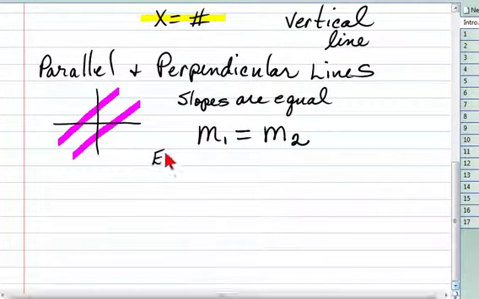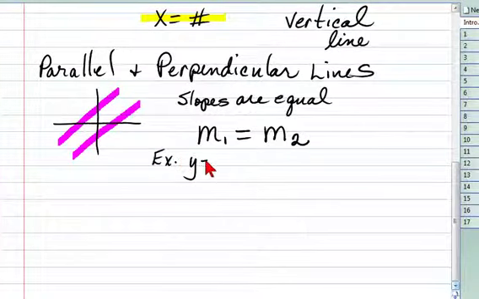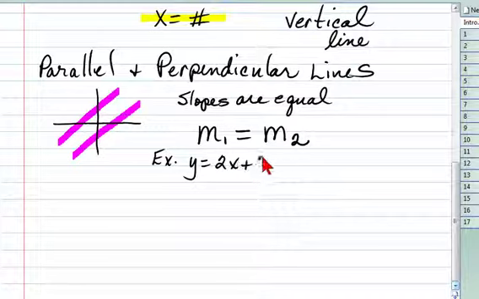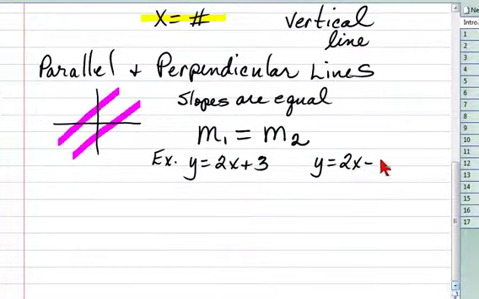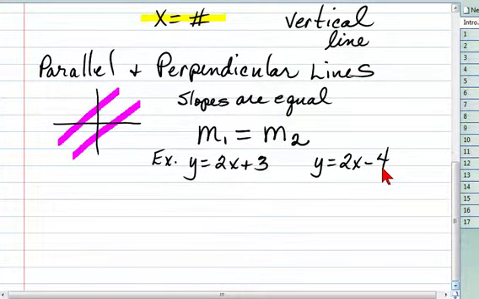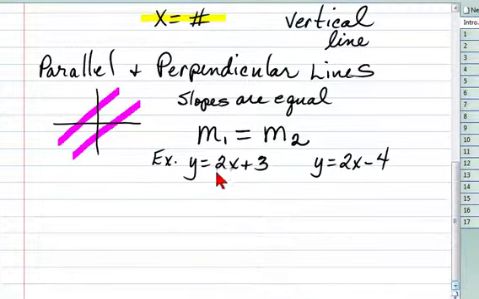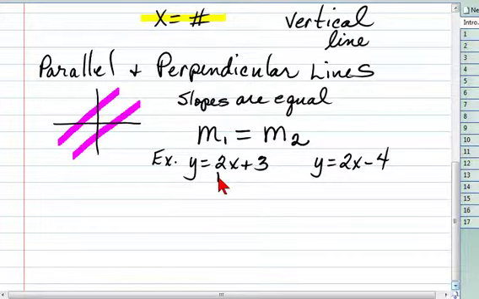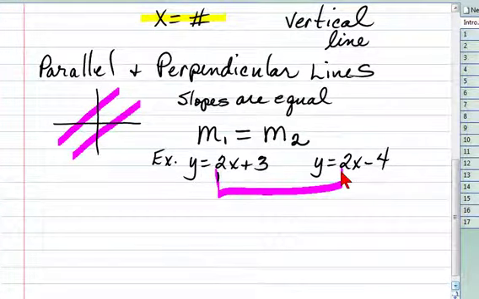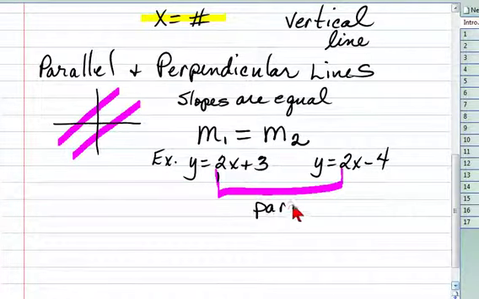An example would be, what if one of the lines is y equals 2x plus 3, and one of the lines is y equals 2x minus 4. Look at these two lines. Look at their slopes. Do you see that their slopes are the same? And that means that they are parallel.